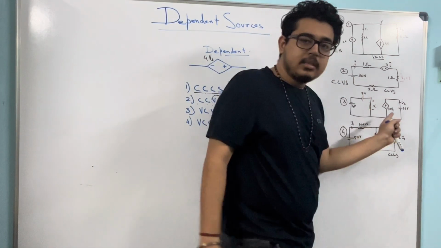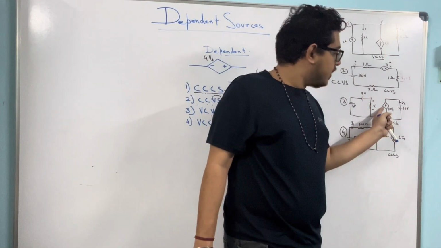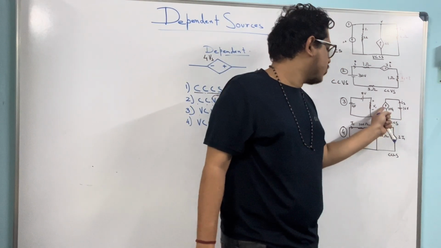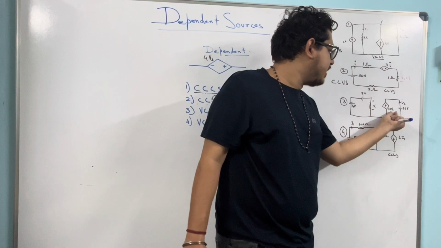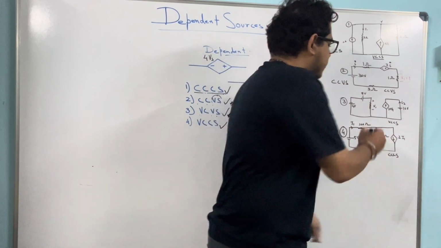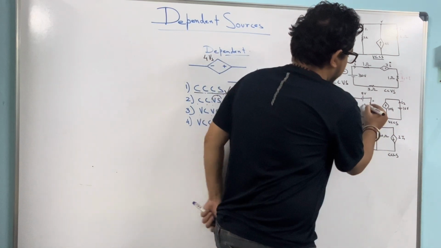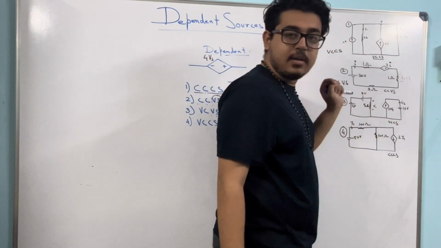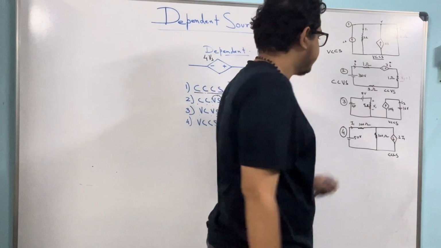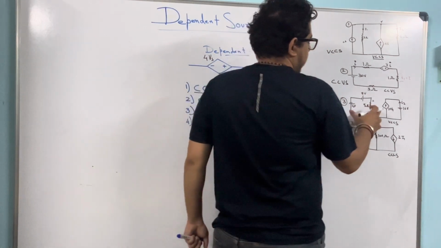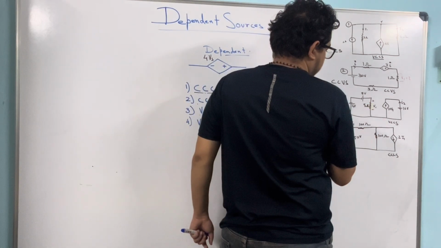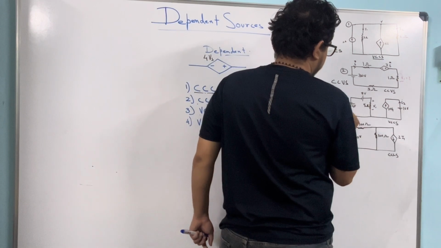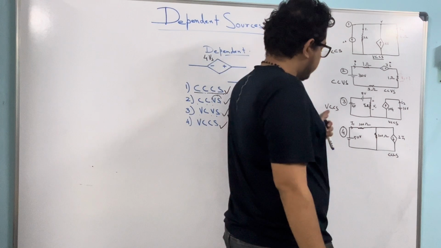So now look at this. This is a current source depending on a voltage. So, voltage controlled current source. Where is this voltage? This voltage is across this 5 ohm resistance. So this is the voltage, and this source is dependent on it. So this is the voltage controlled current source.